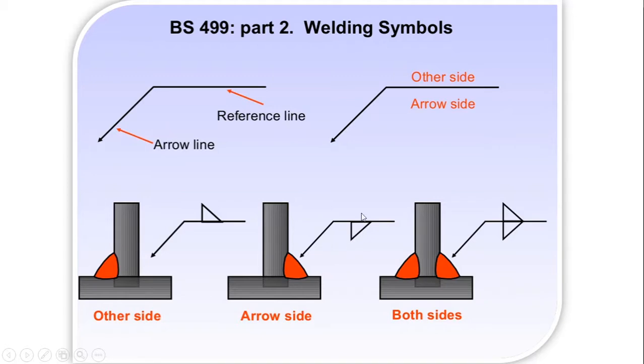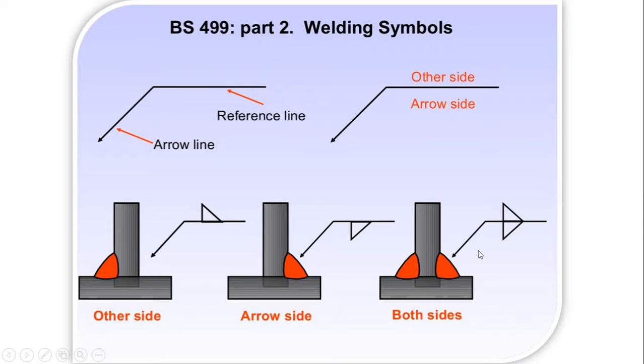Here the symbol is downward. This is the arrow side, so the arrow is on this side, so welding is to be made on the arrow side. Here welding is to be made on the opposite side. Here the symbol is on both sides, so we should weld both sides.